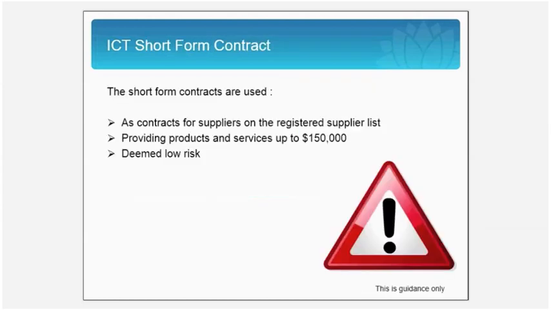The Procure IT framework must be used by New South Wales government buyers for the acquisition of ICT-related products and services. The short form contract is specifically used when engaging with suppliers on the registered supplier list who are providing products and services up to $150,000 and are deemed low risk.